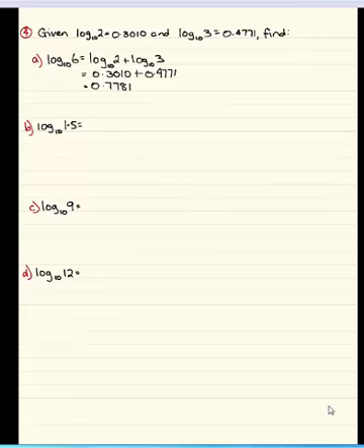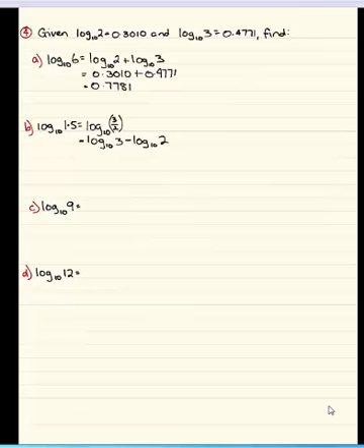So what do you think is going to happen on B? How am I going to get 1.5? Well, this is equal to log base 10 of 3 over 2, isn't it? And if I have a quotient, then what I need to do is to subtract the 2. So it's log base 10 of 3, and it's always the numerator first, minus log base 10 of 2.